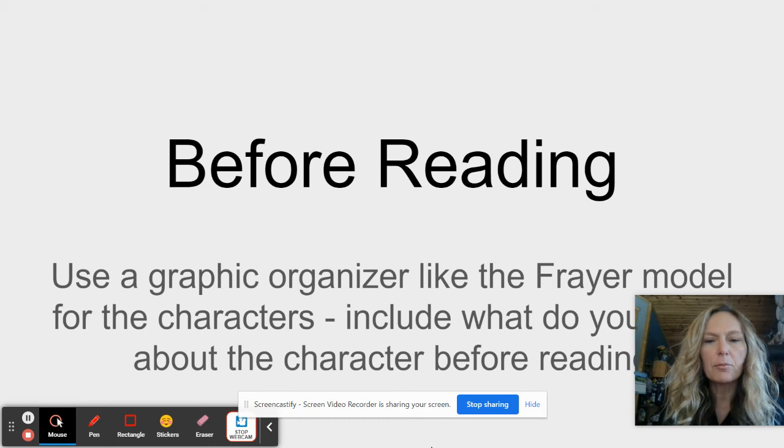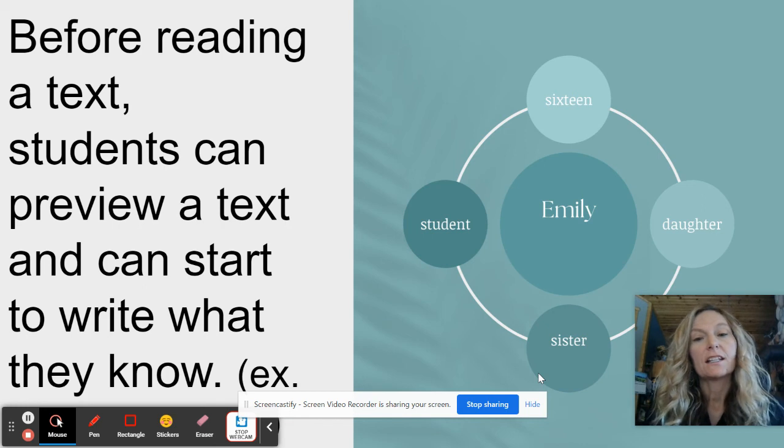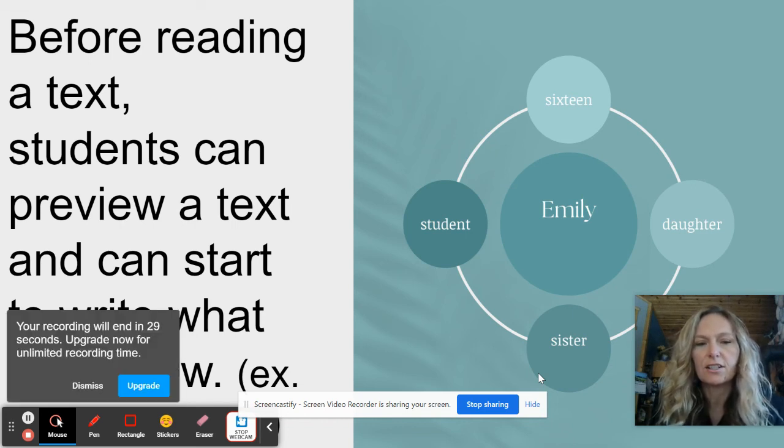The next example before reading would be using the Frayer model for characters, including what you know about the characters before reading. And you can use your own organizer. So I just used the example of Emily, and before we even look at the text, students can gain some information about the characters when they're previewing it. So Emily, we know she's 16, she's a student, she's a sister, and she's a daughter.